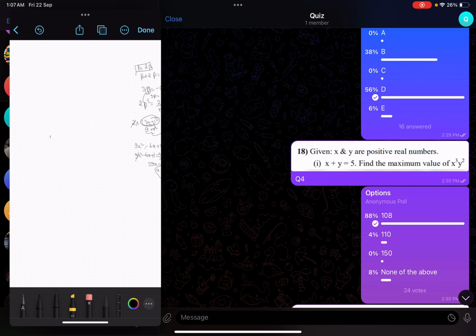I'm telling you how I solve it, speaking as well. We have x cube y square, so I immediately write out all the terms. I have 3 x's, so I write x, x, x. I have y square, so I write y, y. Now the coefficient of x in x plus y equals 5 is 1, and in total I have 3, so each will be x by 3. And here I have 2 y's with coefficient 1, so y by 2, y by 2, and AM is greater than or equal to GM.